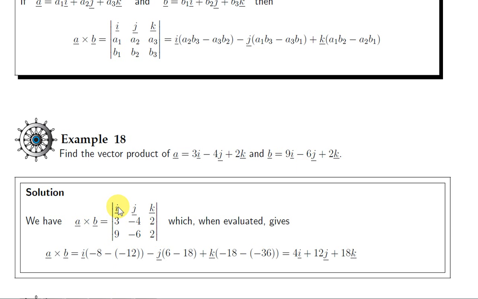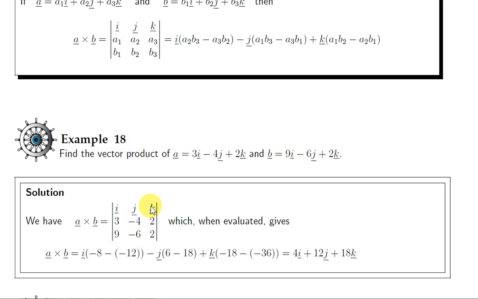So we cross out the row and column that i is on, and we have the determinant of minus 4, 2, minus 6, 2. So we multiply minus 4 by 2 and subtract 2 times minus 6. So we get minus 8 minus minus 12. Next we go to j, we give it a minus sign. We cross off the row and column that j is on, and we have 3 times 2 minus 2 times 9. That's 6 minus 18.